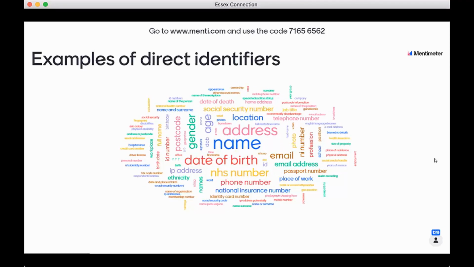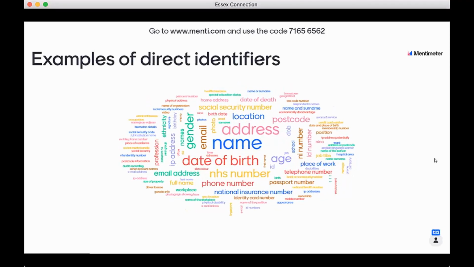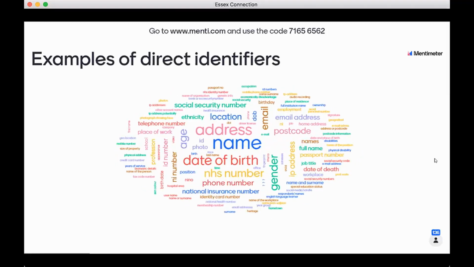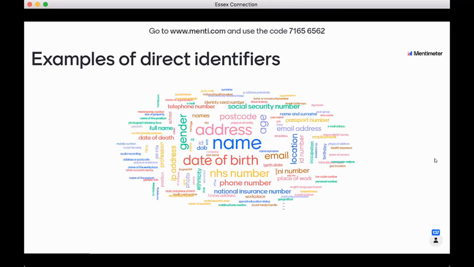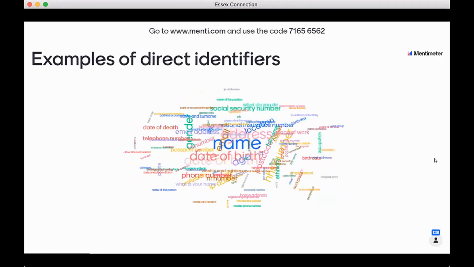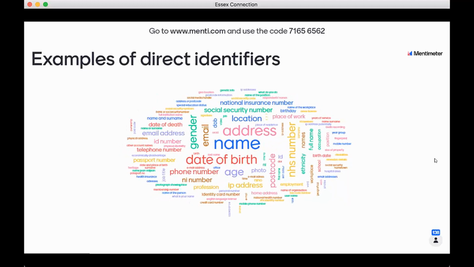And yeah, I can see other words as well. However, those are not necessarily direct identifiers. So I can see gender, I can see occupation. What else is there? Right, but I think the most common ones are correct. So yes, you got it right.